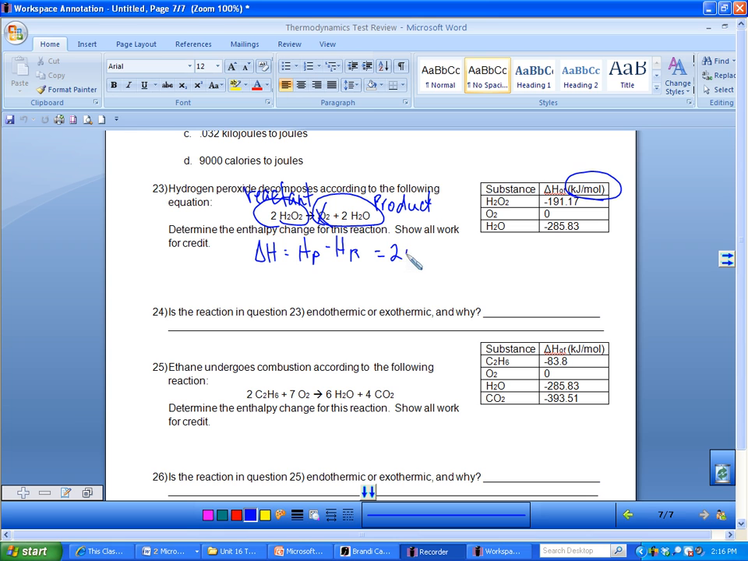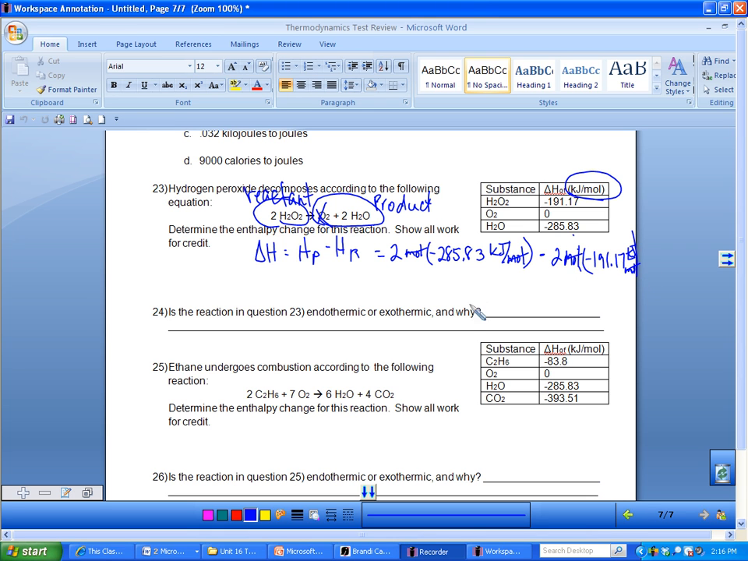I have 2 moles of water. Each mole of water is going to release 285.83 kilojoules per mole. So there's my product, my heat of the products. And then my reactant has 2 moles of H2O2. So I'm going to write that down as 2 moles. And each mole of H2O2 is a negative 191.17 kilojoules per mole.